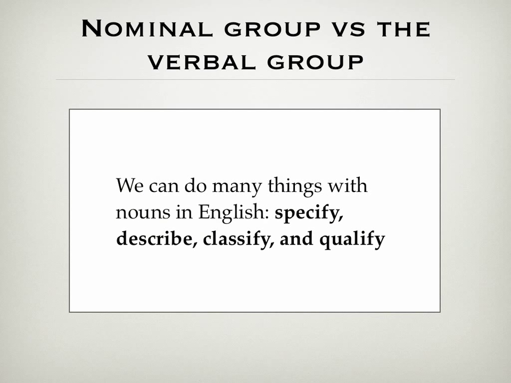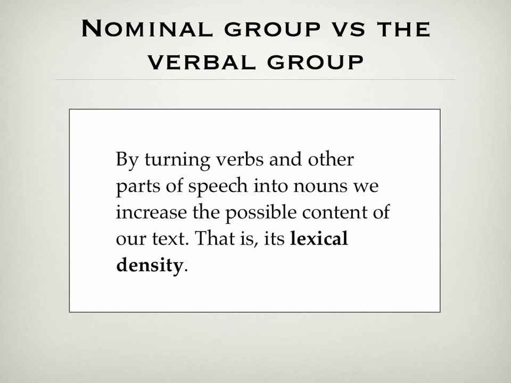Well, we can do many things with nouns in English: specify, describe, classify, and qualify. We can also expand the verbal group, right? We just saw that. But this doesn't increase the content. It results in non-content aspects such as tense, number, aspect, voice, and so on. So here's the bottom line then. By turning verbs and other parts of speech into nouns, we increase the possible content of our text, that is, its lexical density. So here's a summary then of the advantages of nominalization other than the social ones we've reviewed.